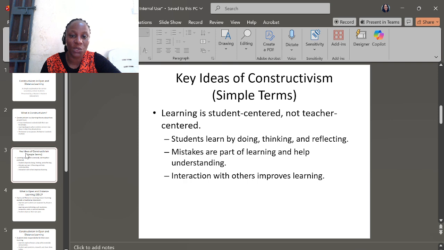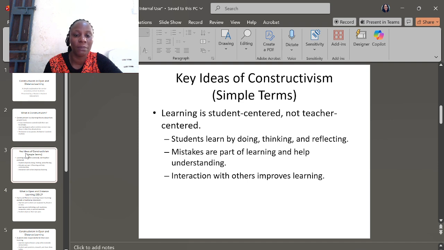Please, if you have any question, feel free to ask. So we have key ideas of constructivism. One of them is that learning is student-centered and not teacher-centered. Students learn by doing, by thinking, and by reflecting. So they take part actively in the learning process.